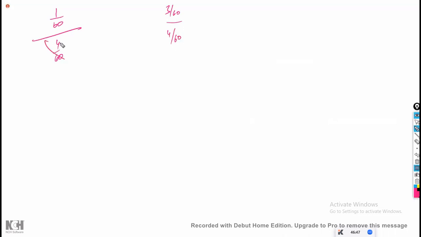If you ignore the denominator, now you are considering only 1 by 60 as one class, 3 by 60 as one class, and finally you decided this is the answer. If you keep this one also, the answer is the same. There will be no difference. If you keep that one also, the answer is the same. If you don't keep it also, the answer is the same. So since there is no difference in the denominators, you can simply ignore the denominator.